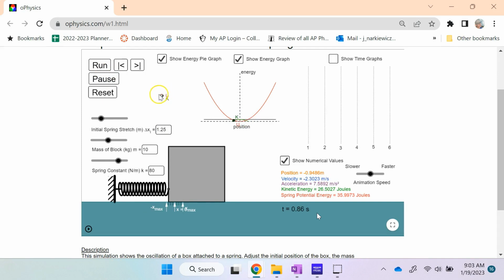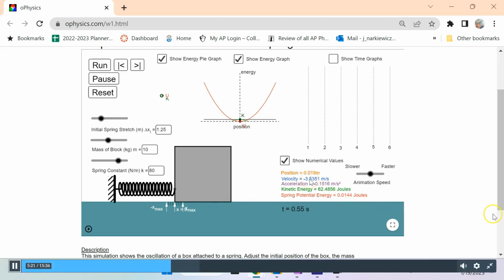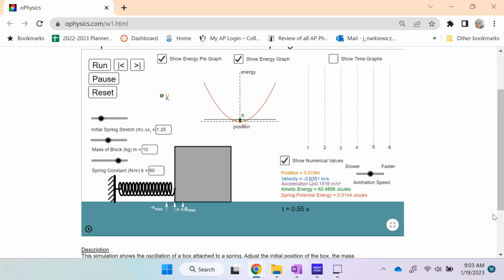Okay, so I can pause it. Really, really small energy graph because I didn't stretch my spring much, which kind of makes sense. So I get to the center and I have a velocity of 3.5. So we're again seeing that halving the spring stretch leads to half the velocity.